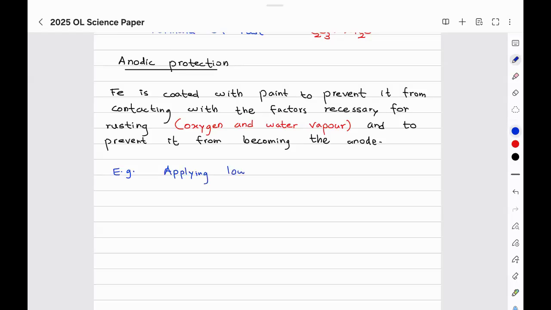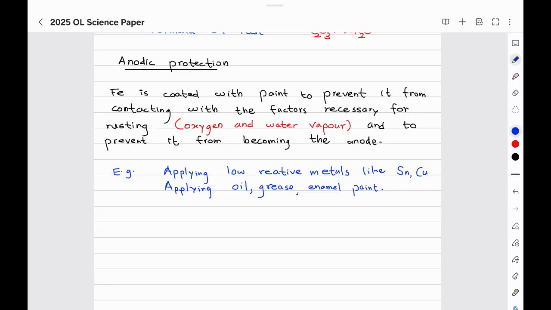low reactive metals, like tin and copper, or else we apply oil, grease, enamel paint, so those kind of things. Okay, anodic protection.